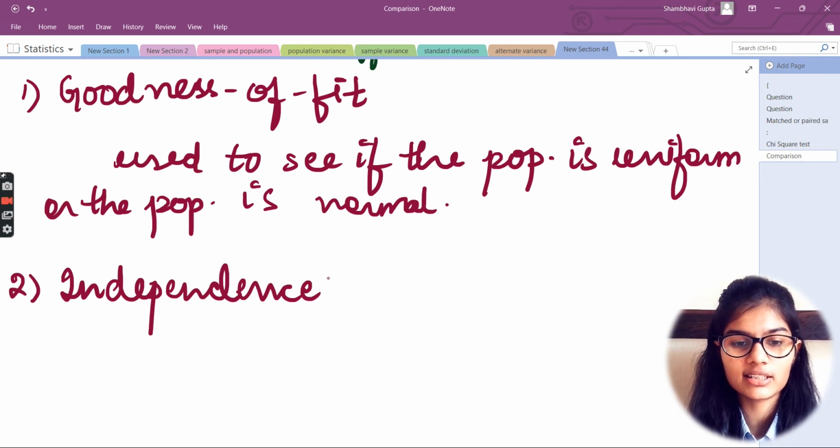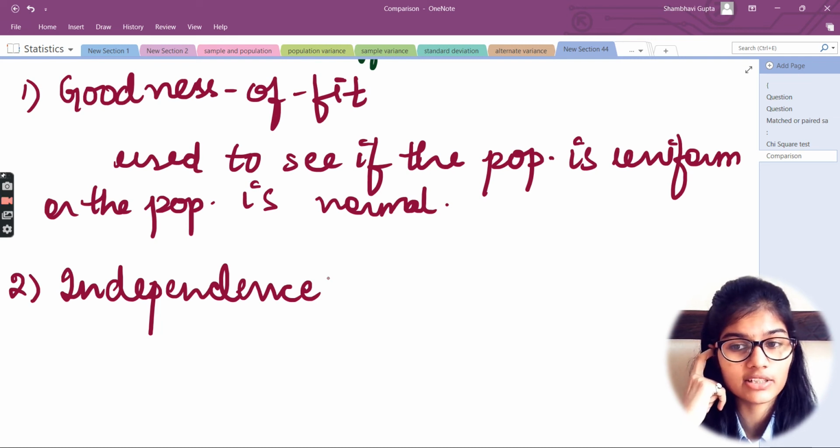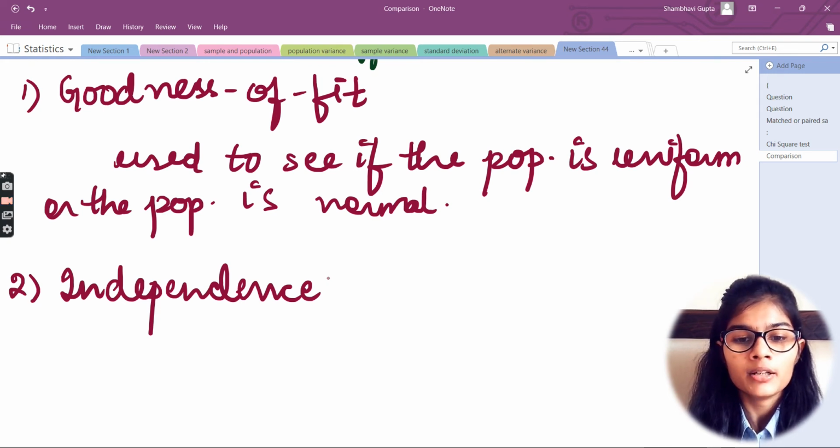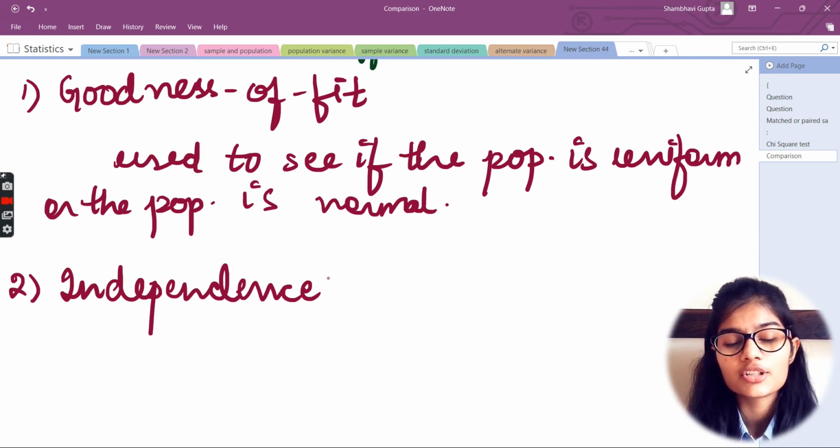Now, in this particular case, we have two qualitative surveys. In the goodness of fit, we were simply having one qualitative survey, right? Here, in the independence factor, we have two qualitative survey questions, or you could say experiments. So what's the main goal when you are using this particular test? The main goal is to see whether the two variables are independent or related, that is dependent. This is the main goal for carrying out this independence test, right?